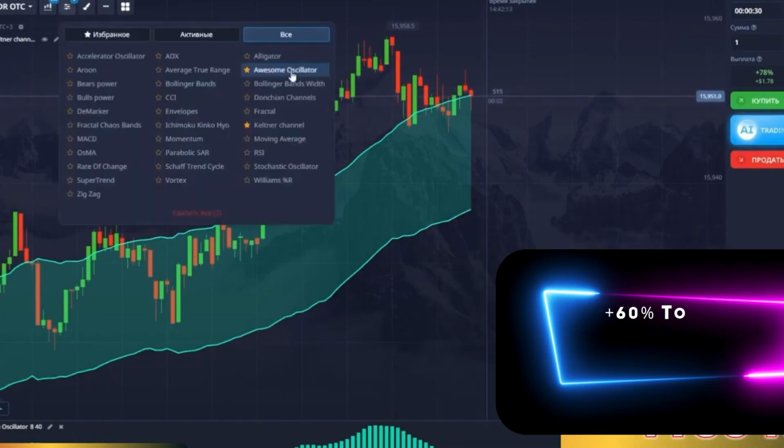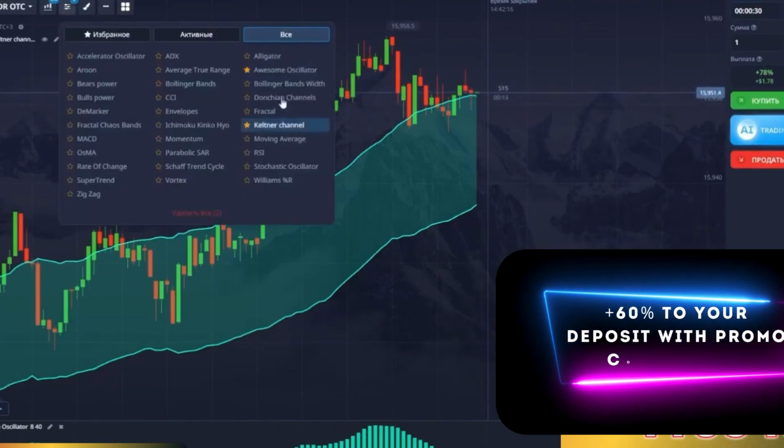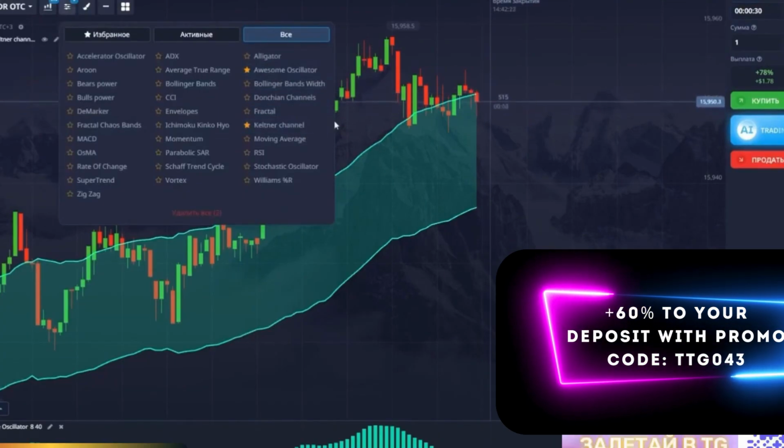Here we select 2 indicators. The first is the Awesome Oscillator and the second is the Keltner channel. These are the 2 indicators we'll need today. Now I'll show you how to set up these indicators.